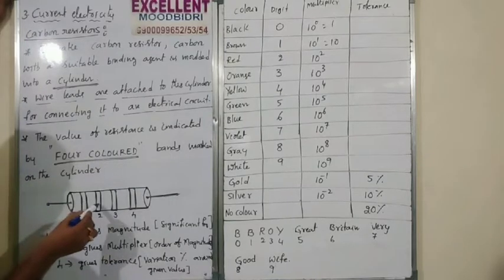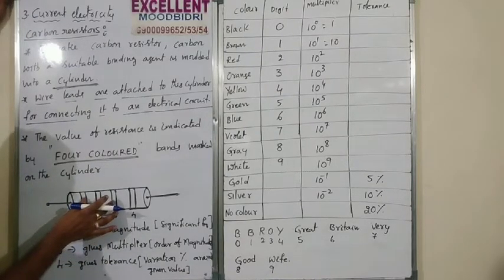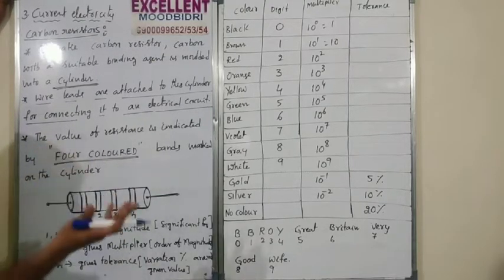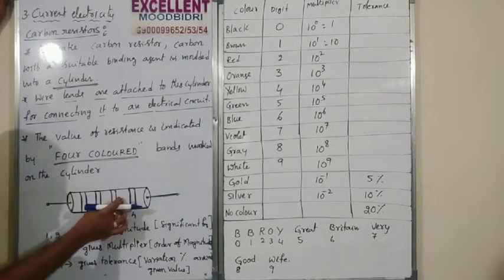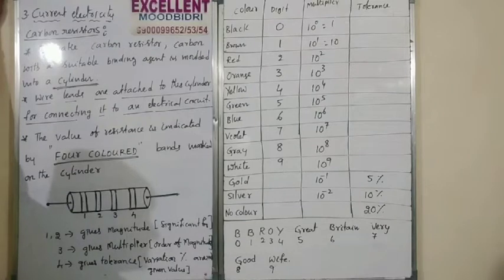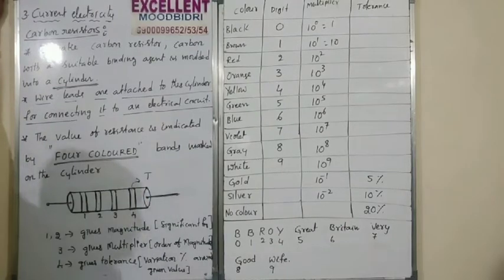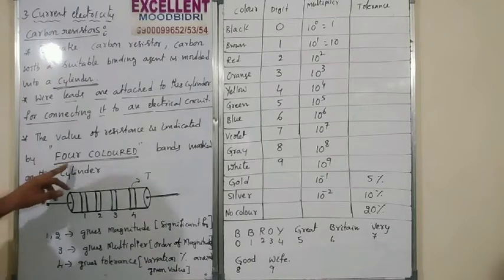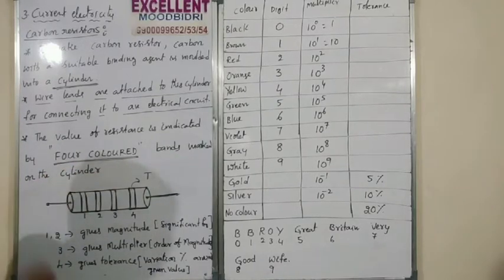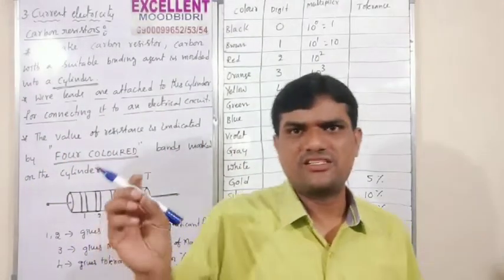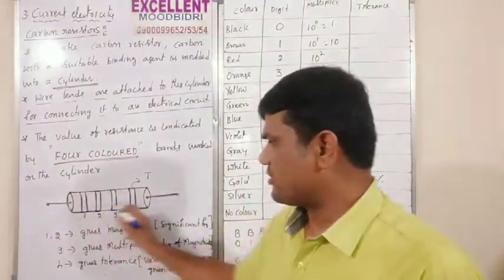If there are five colors, the first three colors are significant figures. The next color, the one before the last, we always consider as the multiplier. The last one is the tolerance. Before the tolerance color, we always consider a multiplier. So for four colors, bands are marked on the cylinder. This is a brief description only. It is made of carbon only, and inside there is one wire, coaxial.